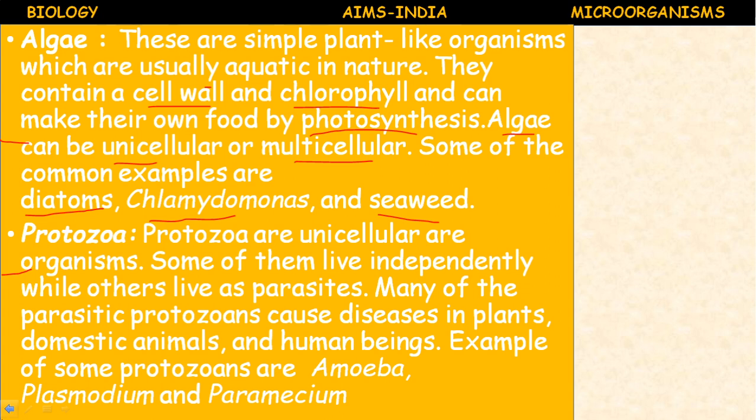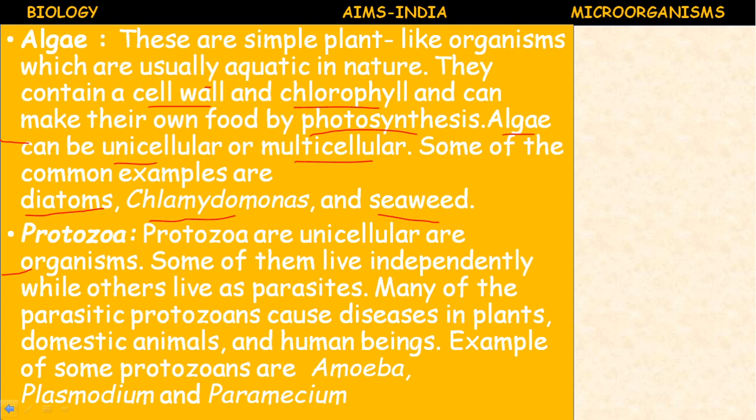Many of the parasitic protozoans cause diseases in plants, domestic animals, including human beings also. We also get some protozoan diseases like malaria. Okay. For example, some protozoans are amoeba, plasmodium, paramecium, euglena, leishmania. Like so many protozoans. Alphidium, the colonial protozoan. Okay.